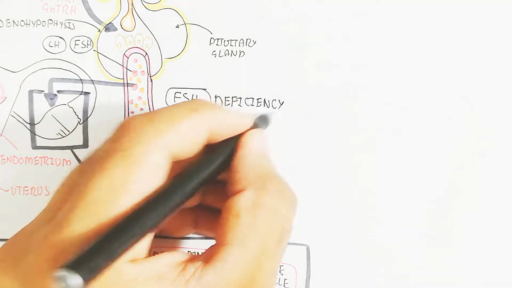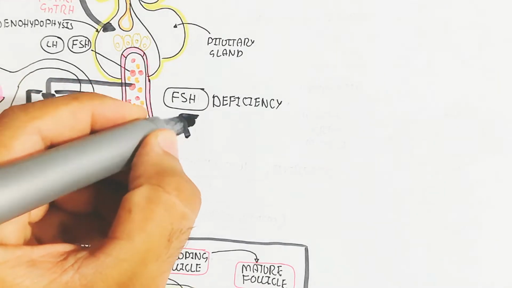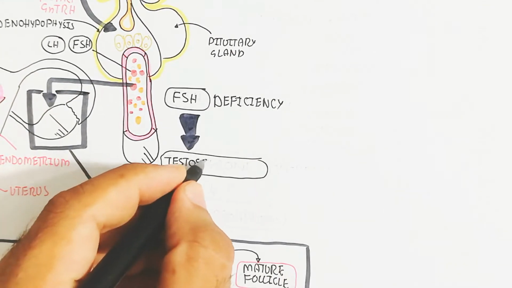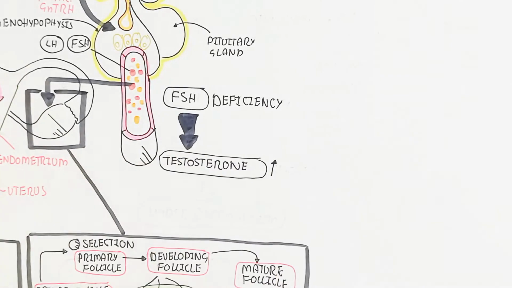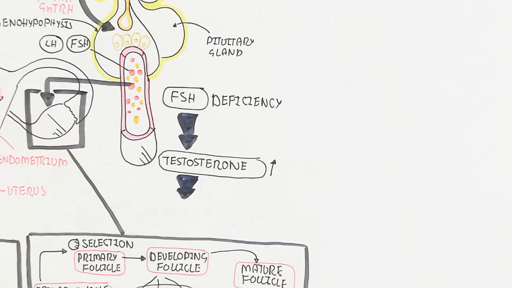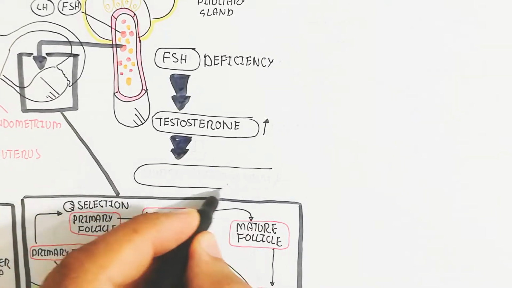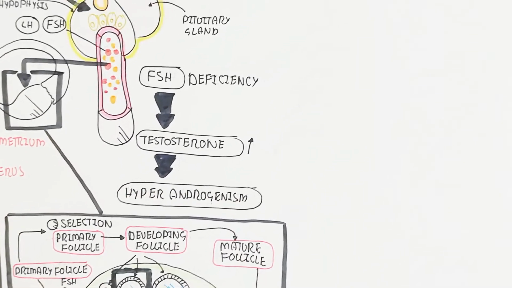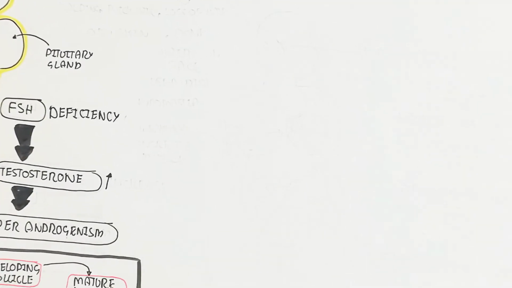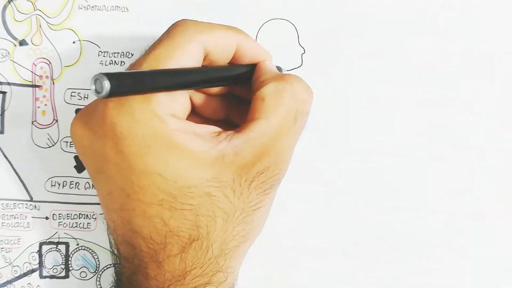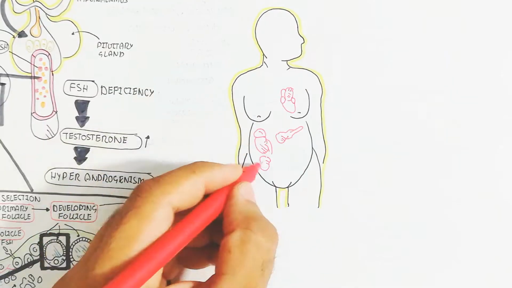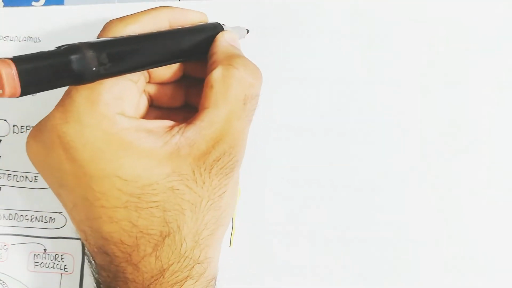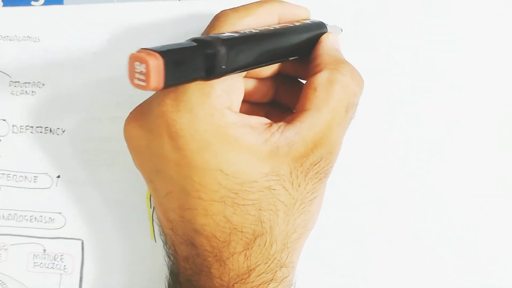Here, if the follicle stimulating hormone is deficient, it will lead to high testosterone. So remember, the follicle stimulating hormone binds with the granulosa cell to produce the aromatase. Otherwise aromatase is inhibited, not produced. So that is why hyperandrogenism will be formed. Anyhow, here I am drawing the hyperandrogenism containing female. So let's begin to understand the whole picture.